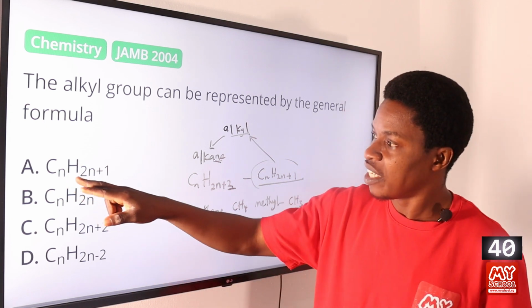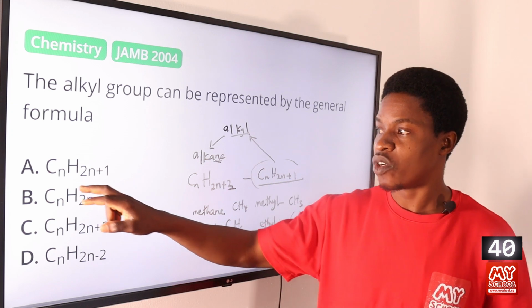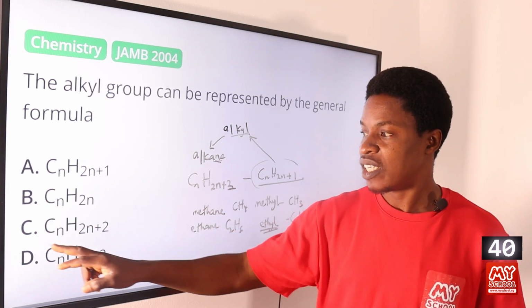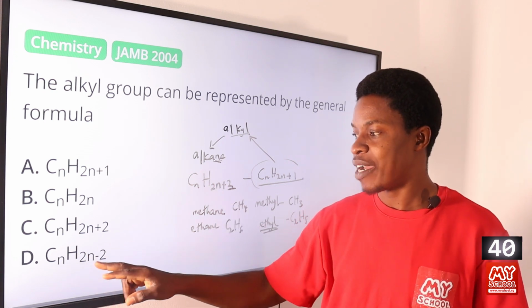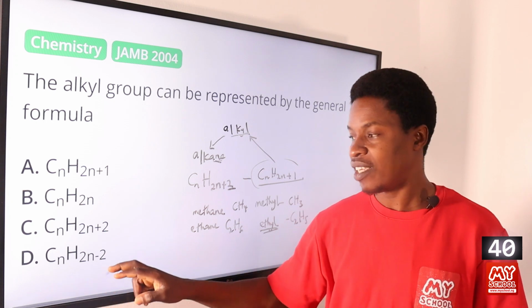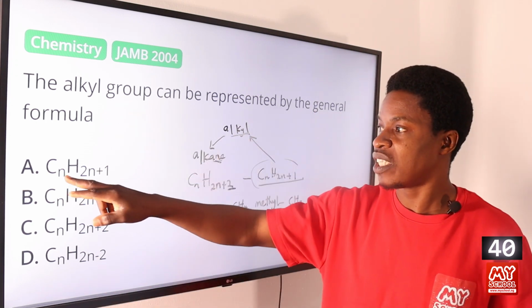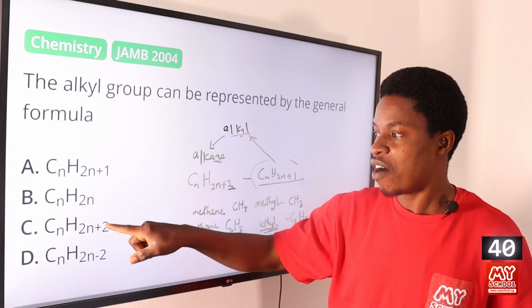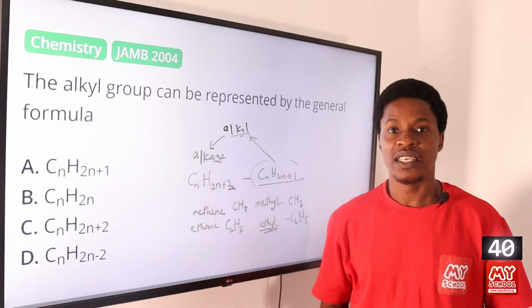Option A says CnH2n+1? Yes. CnH2n+2, this is what? Alkane family. CnH2n-2, this is your what? Alkyne family. But we are talking of what? Alkyl group. So it should be CnH2n+1, which is the removal of one hydrogen from the alkane. So the correct answer is option A.